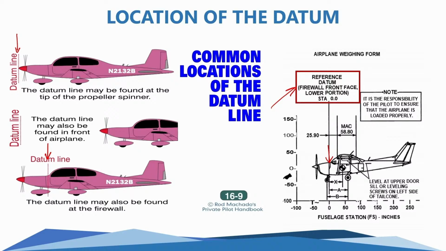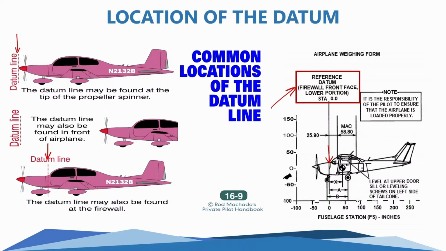Certain airplanes, like the C-130, the datum is actually about 15 feet in front of the airplane, just for no reason. Certain airplanes also have the datum at the wing root, a little bit further in. Now, the purpose of the datum is it's basically where we can start measuring.